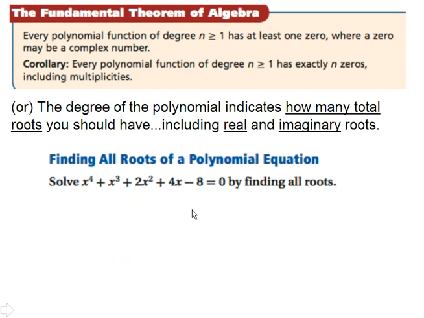Now, this is really where the fundamental theorem of algebra comes in. You can read that up here, but basically what it's saying is the degree of the polynomial will indicate how many total roots you should have. And this includes real and imaginary roots, and all multiple roots as well. So when you have a problem like this right here, we know that we should have 4 total roots, and we can count the real roots as well as the imaginary roots in there.